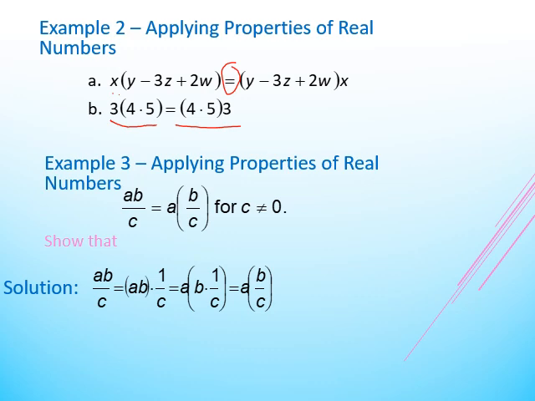Example 3 shows that if we apply the properties of the real numbers, we can prove that AP over C is equal to A times P over C, and of course C is not equal to 0. This can be shown by taking AP alone and multiplying it by 1 over C, then taking A multiplied by P over C, so it is equal to A times P over C, which is the right hand side. So the left hand side is equal to the right hand side here.